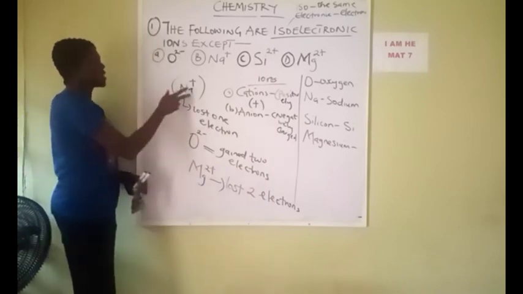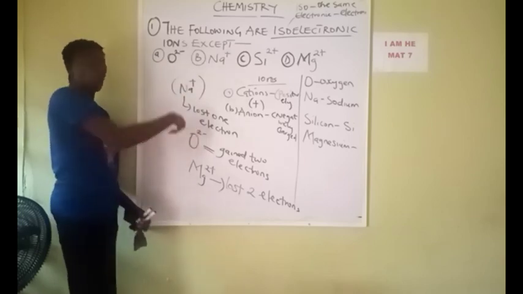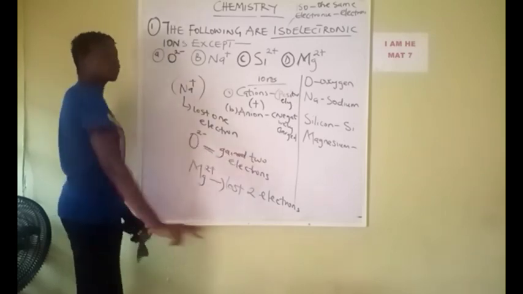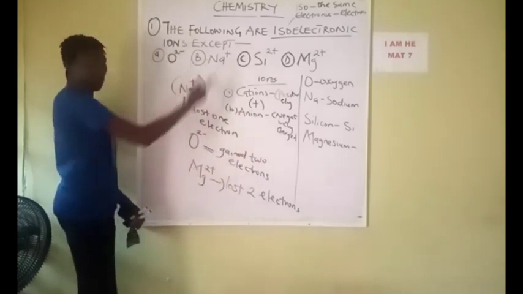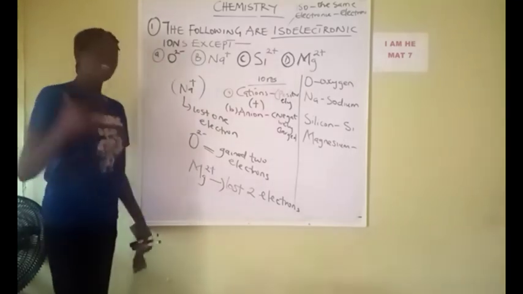So sodium here is having plus. It means sodium lost 1 electron. Oxygen here is having O 2 minus. That's it gained 2 electrons. And same is applicable to the others there. Now, let's get straight to the question to solve and get our answer.